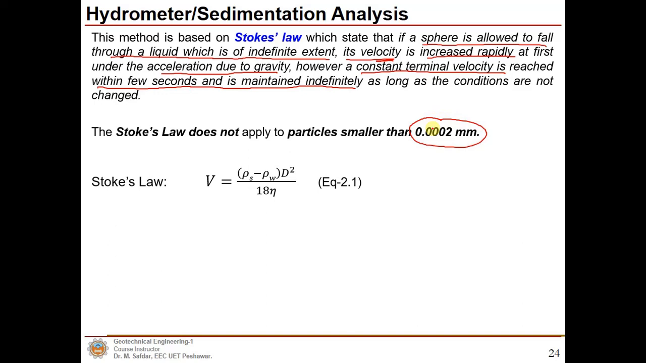fine from civil engineering point of view or geotechnical engineering point of view, because the percentage of 0.002 millimeter particles would be very, very less, so it will not be affecting the strength and compressibility and hydraulic characteristics of the soil. So therefore we can avoid that or ignore that.